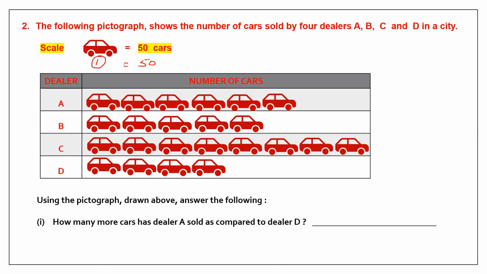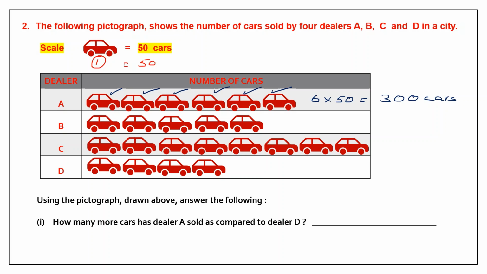Okay, so now let's count how many cars. 1, 2, 3, 4, 5, 6. Now there are 6 cars here, and each car represents 50 cars. So that means we need to do 6 into 50. That will give us the actual number of cars. Now 6 fives are 30, and then you add a 0. That means dealer A sold 300 cars. Dealer A. Now they're asking us to compare it to dealer D.